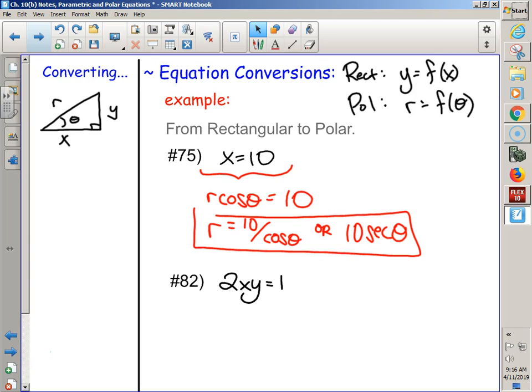No, polar mode. Yeah, people who were gone yesterday might need to reach out. We went in polar mode yesterday for graphing.